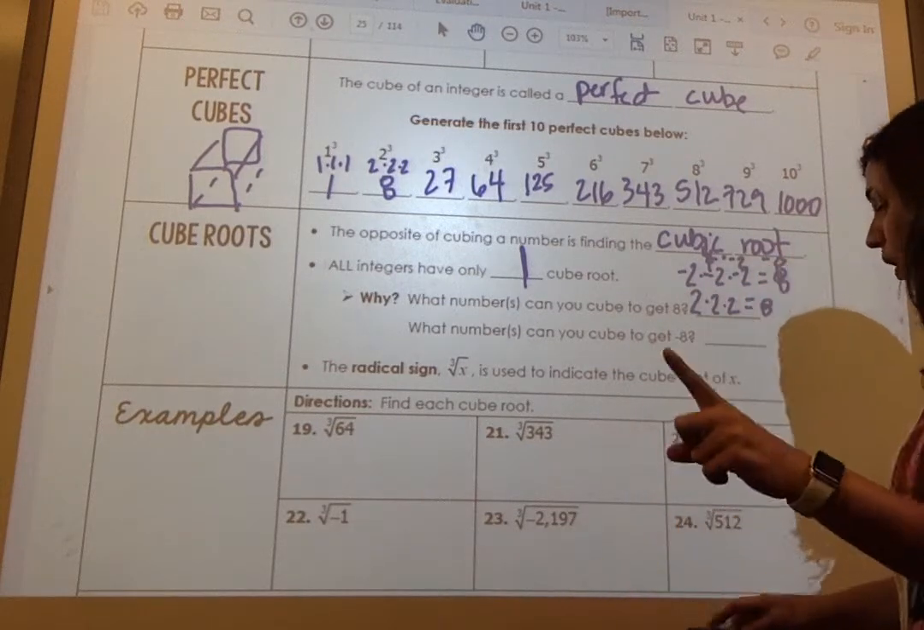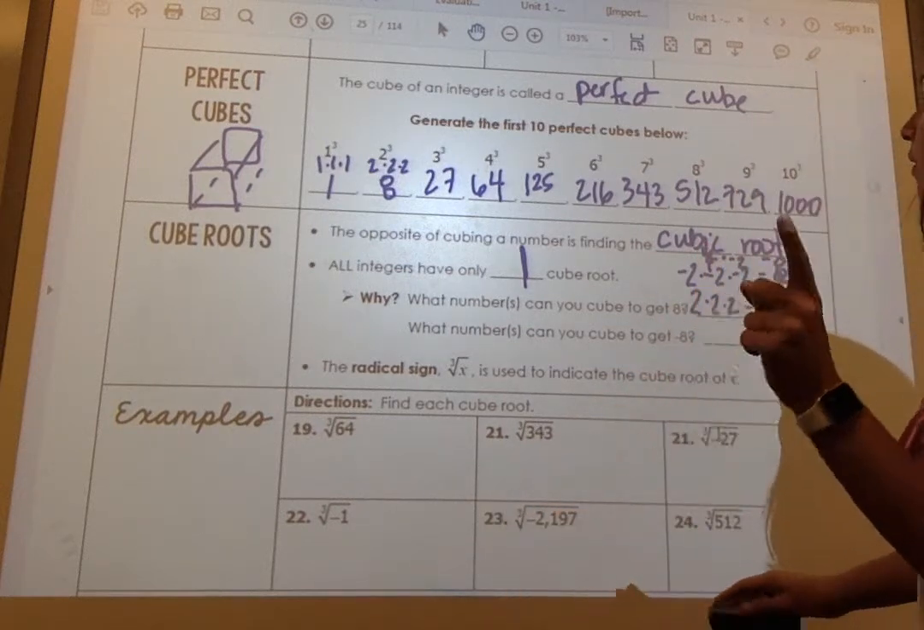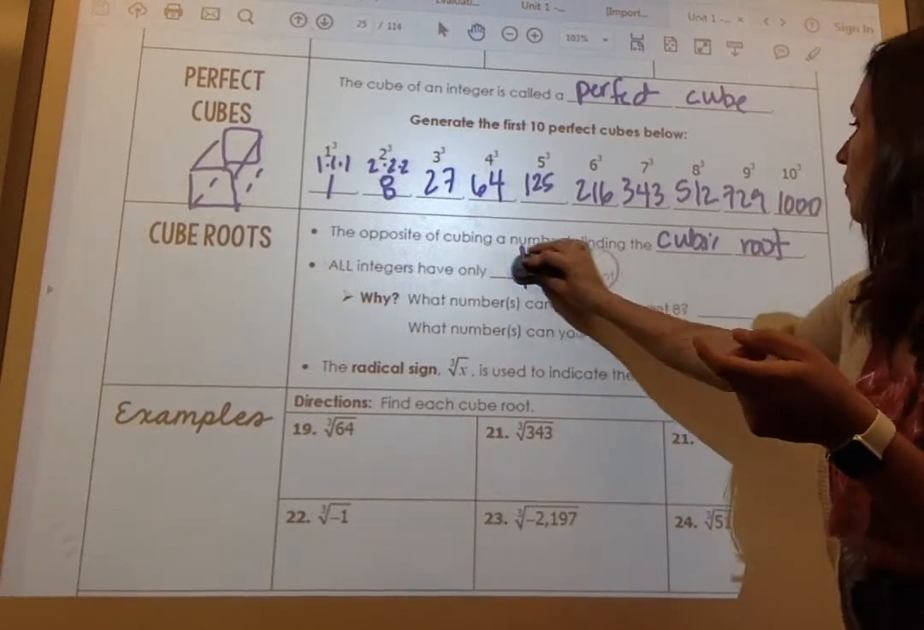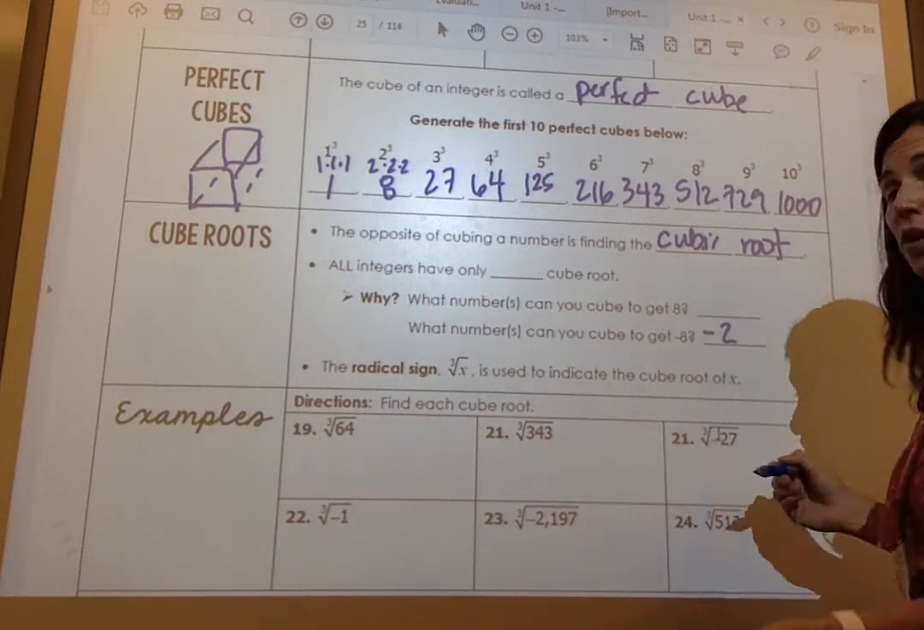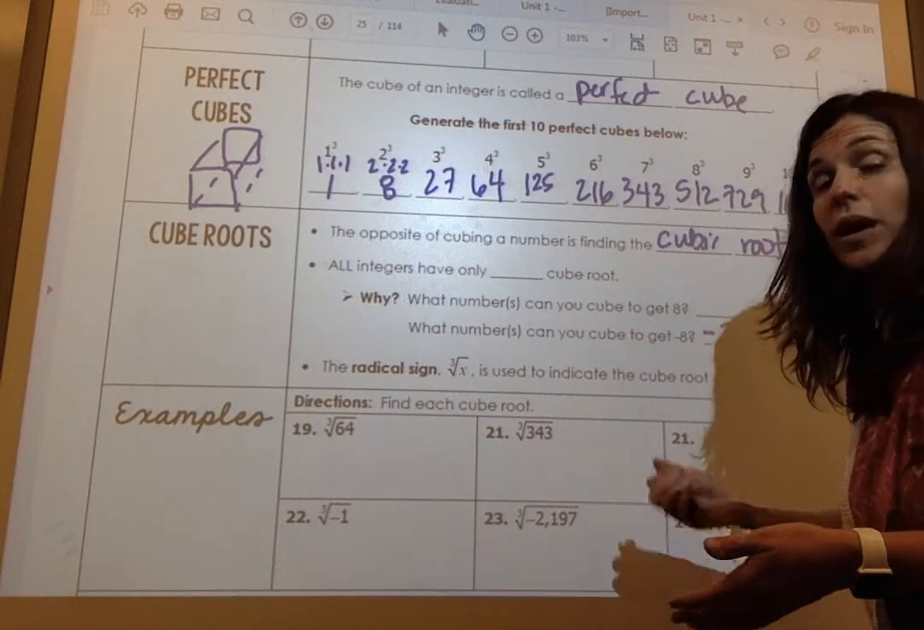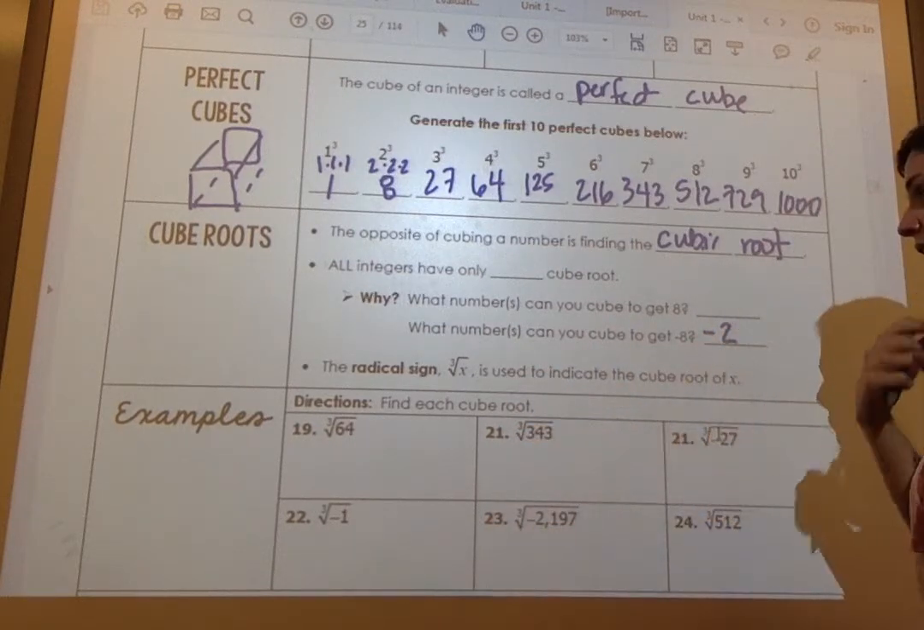So there is only one cube root of a cube. What number can I cube to get negative 8? The only number that you can cube to get negative 8 is a negative 2. A negative 2 times negative 2 times a negative 2 would give me a negative 8.